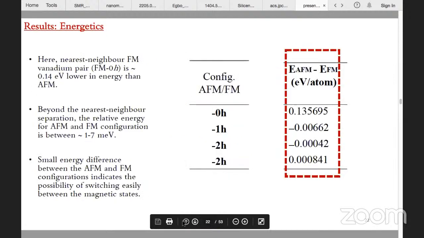Now what we should take note of, especially in the case of the hole configuration, is that there's a small energy difference between the antiferromagnetic and the ferromagnetic configurations. For those who study spintronics and who make use of magnetization for practical applications, the implication is that you can actually switch between these.